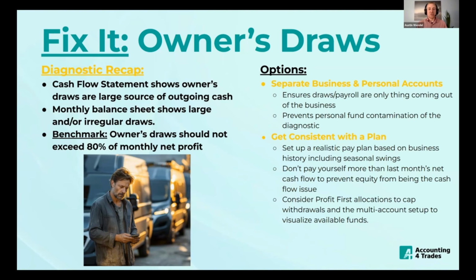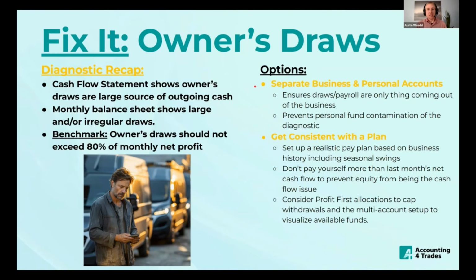And we need to make sure that the owner's not drawing more from the business than the business is making in profit. So you shouldn't be exceeding roughly 80% of monthly net profit at max. For those with larger businesses, that number can get smaller because you have more overhead, you have more growth planning, etc. At max, it should be 80%. That leaves at least 20% for growth.